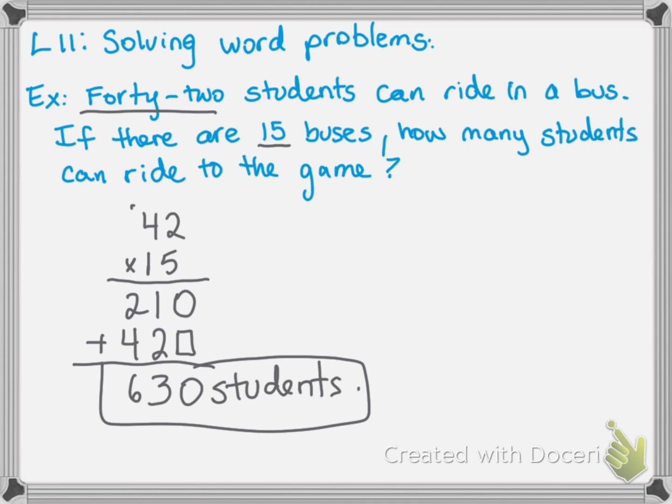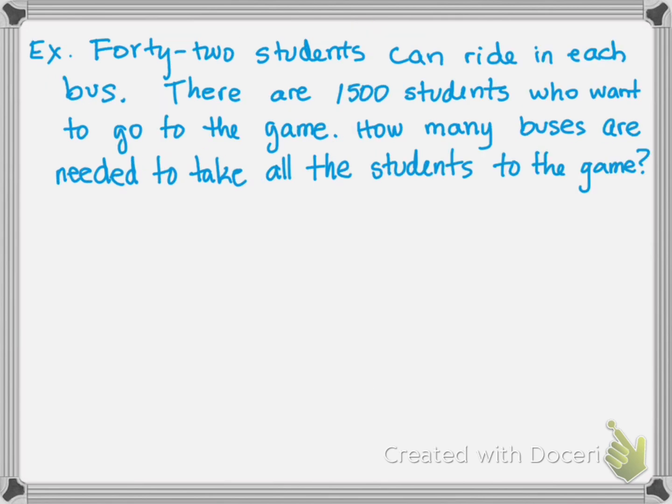Now notice that here it is very clear that they're telling us how many are in each bus and then that there are 15 buses. So it's clear that we have to multiply, because we want to find the total of students that can go. Let's look at the next example.